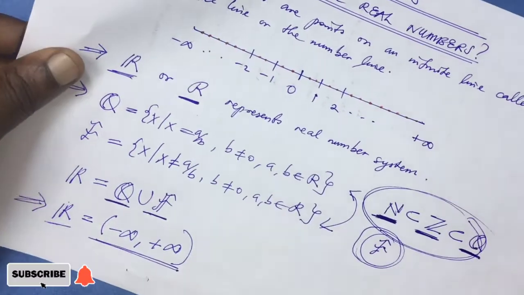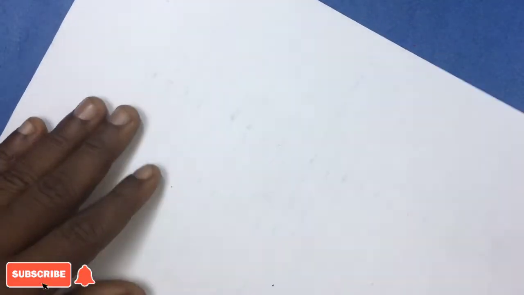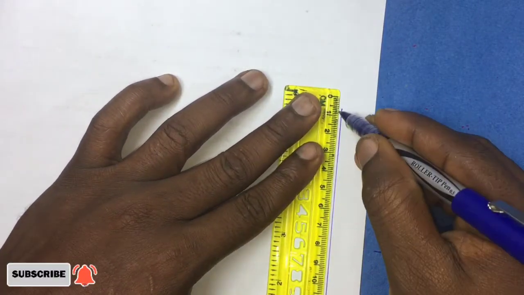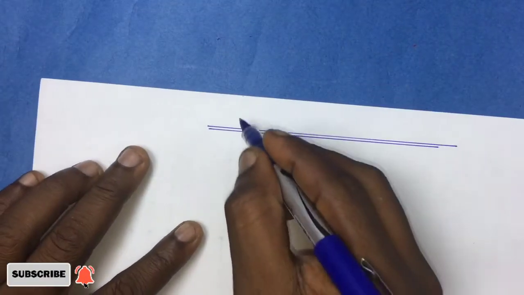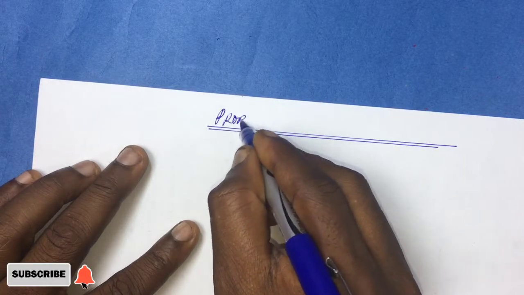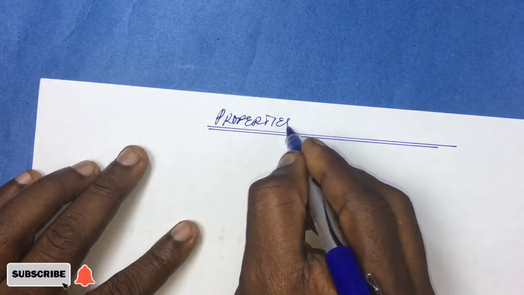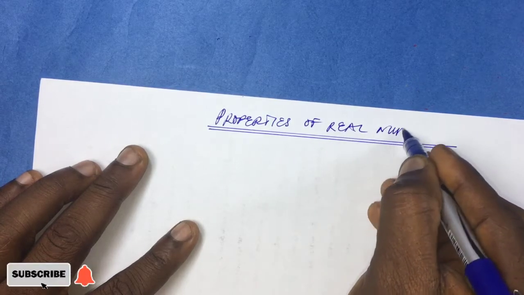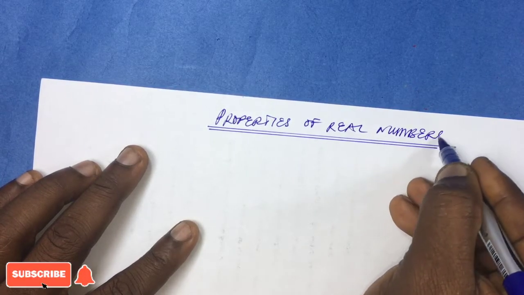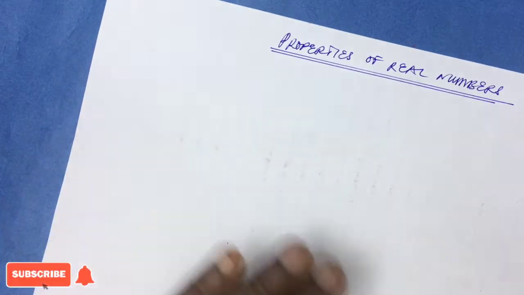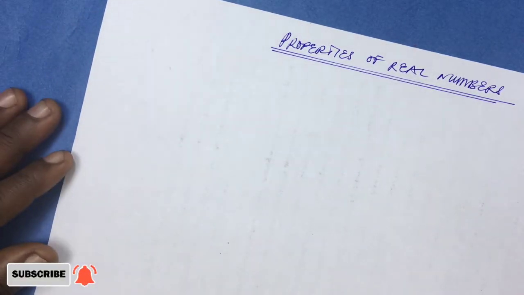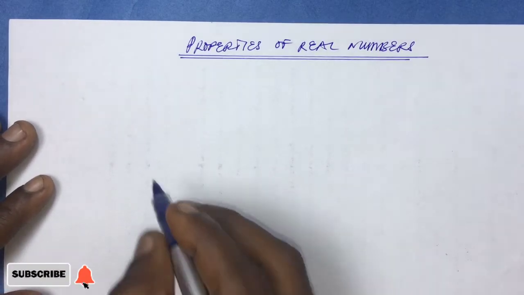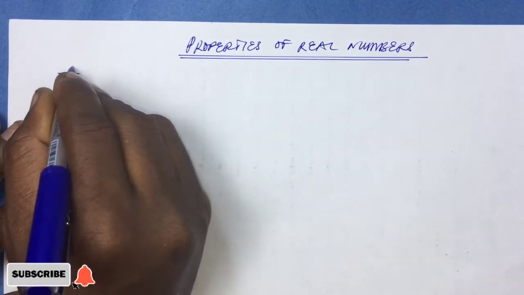Okay, now that being said, the next thing I want to consider in this video are the properties of real numbers. So, what properties are there? I'm going to be explaining some of those properties of real numbers, not all of them, in this video. So, let's start with the first one I want to explain.